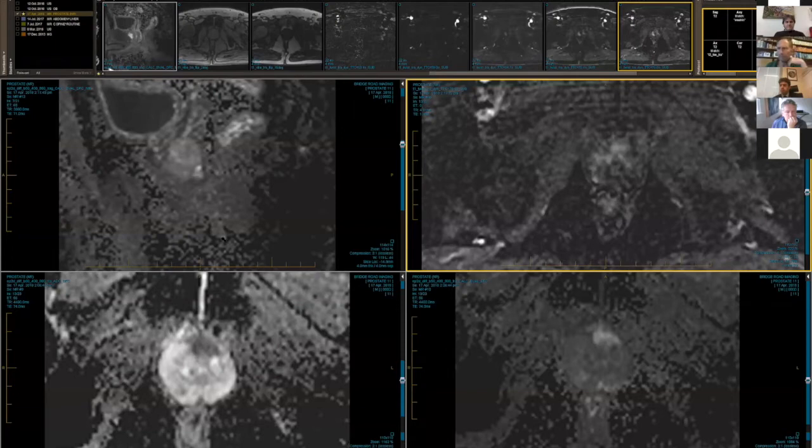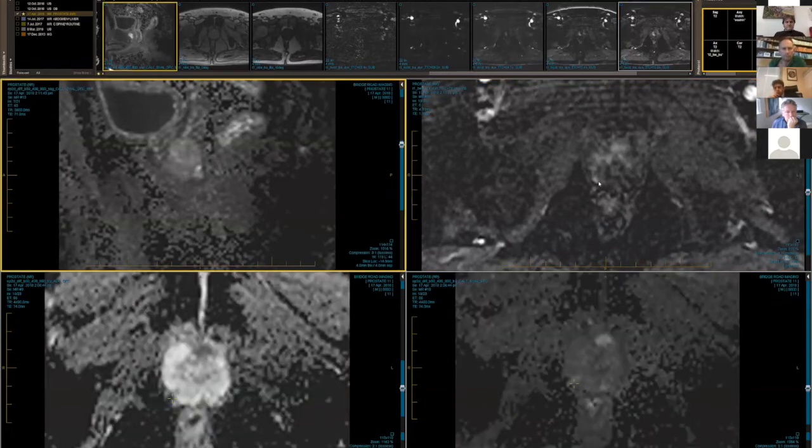If I just look at the colour for just one moment, you can see that's the high B value, and there it is on the colour, on the subtract image. So you do see it. So you do need to look at all the different images to be sure.